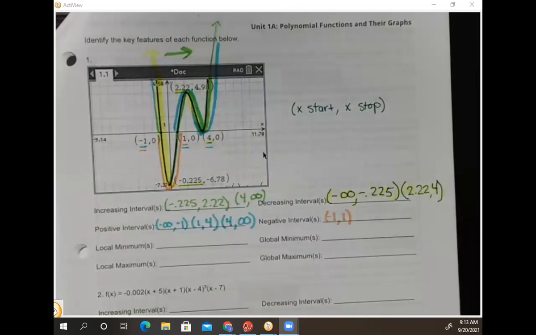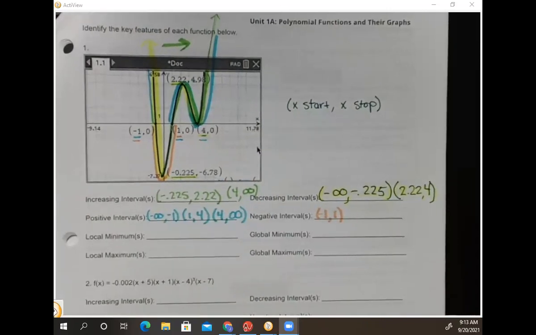Okay, now let's talk about minimums and maximums. What's the difference between local and global when I talk about minimums and maximums?